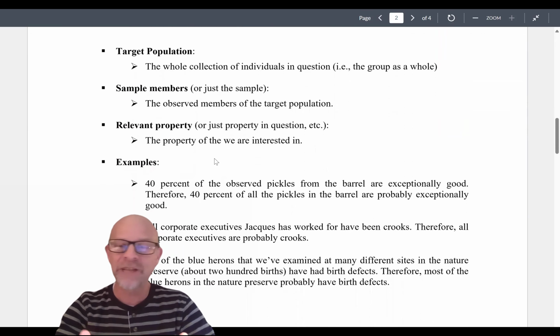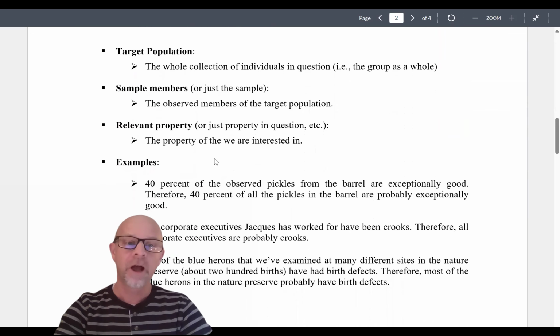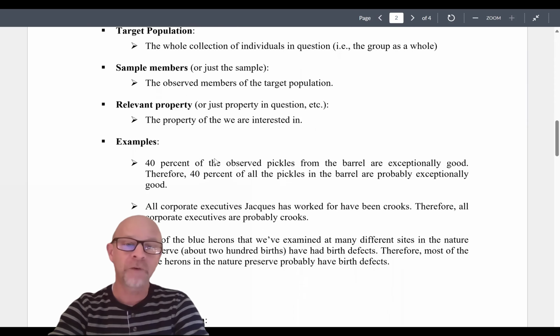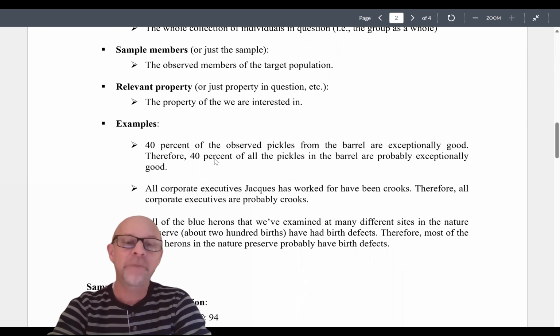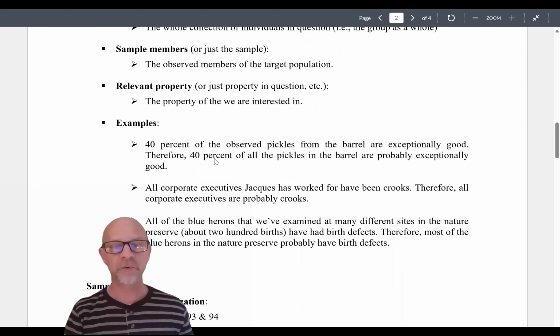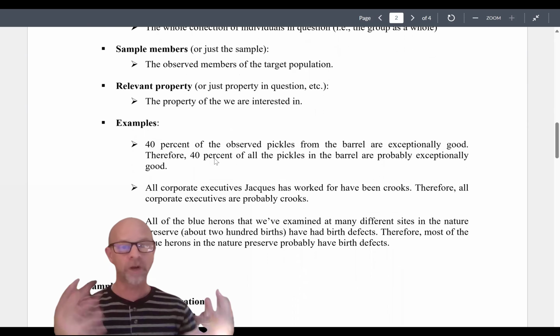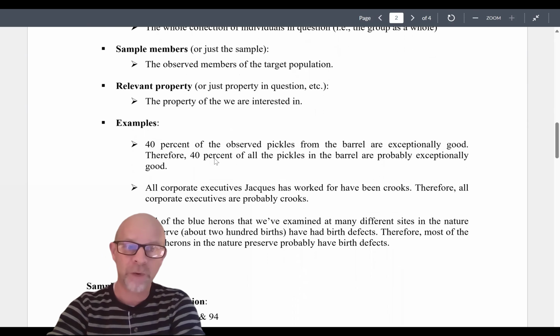And when I say individuals, I don't necessarily mean people. I just mean the instances that are being observed. Then the relevant property of the group, or sometimes we'll just say the property in question, is the property that we're interested in. It's the property that we are attributing to the individuals in the group, that is the sample members, and we're saying, well, look, if these sample members have this property, then the whole group must have that property as well.